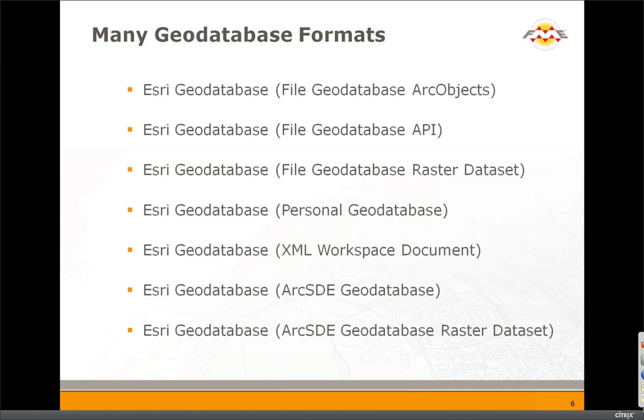There are many geodatabase formats you can work with in FME. All of them require that you have ArcGIS installed and licensed, except for the File Geodatabase API format. That is based on Esri's Open API. If you do use that one, there's a bit of a word of warning: there is less functionality with that format compared to the ArcObjects-based formats. The one I'll be working with mostly today is the File Geodatabase ArcObjects format. For the raster demo at the end, I'll be working with the ArcSDE Geodatabase raster dataset.